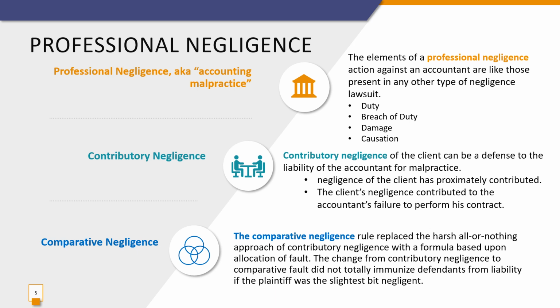The comparative negligence rule, on the other hand, is a compromise and replaces the harsh all or nothing approach of contributory negligence with a formula based upon allocation of fault. It doesn't mean that if both parties contributed to the issues, the auditor is not still at fault. Courts now allow accountants to claim a comparative negligence defense and allow the jury to apportion damages between the accountants and the corporation.